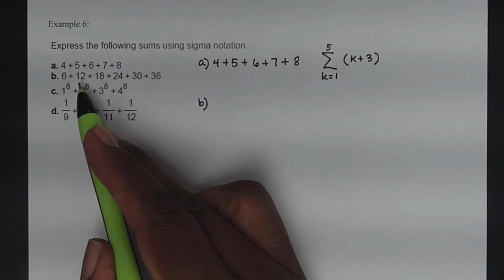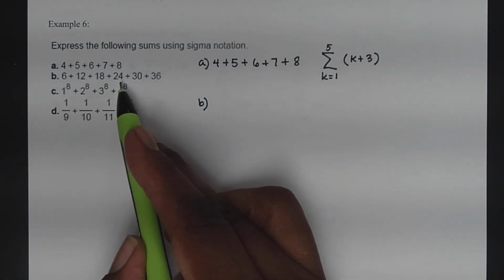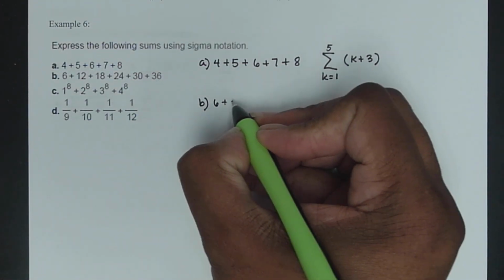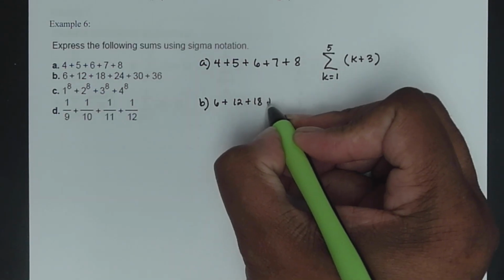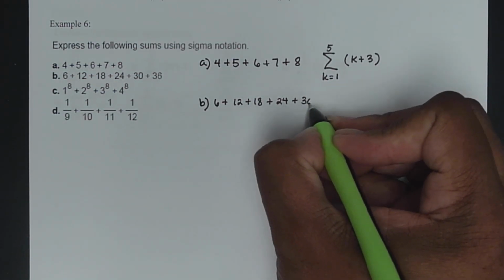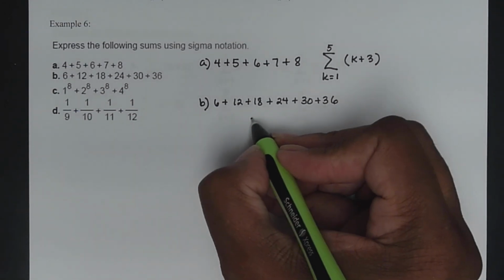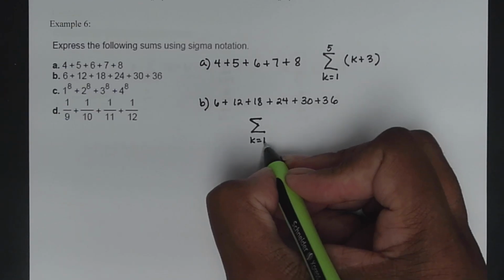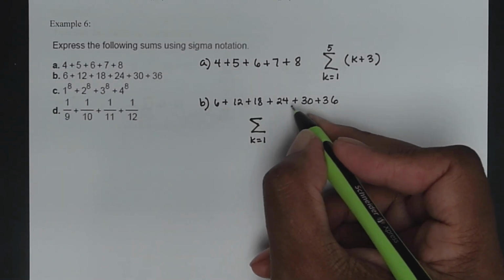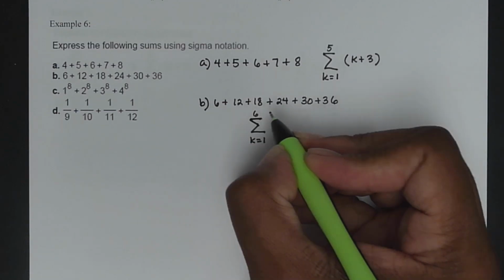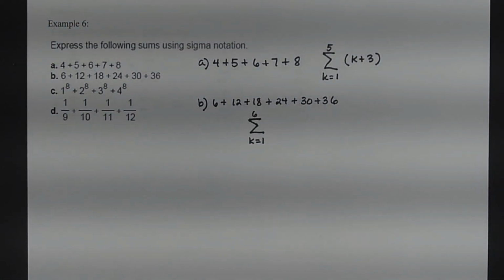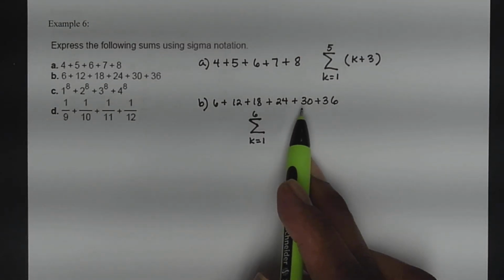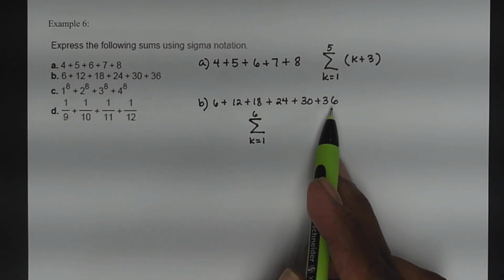Part B, we got 6 plus 12 plus 18 plus 24 plus 30 plus 36. All right, so let me go ahead and write that down. For that, of course, we need the summation notation. I'm going to start with k equaling 1, and let's count up how many numbers I have in this sum. That's 6, so it would be from k equal 1 to 6. And let's look at these numbers here. These look like they're multiples of 6.